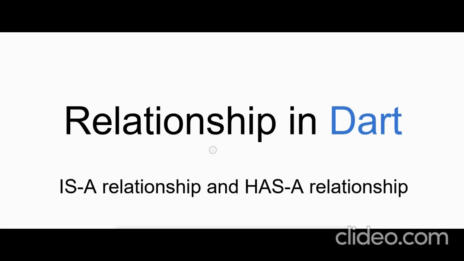Relationship in Dart: as you all know, Dart supports OOPS. OOPS stands for Object Oriented Programming Language. It has two kinds of relationship: is a relationship and has a relationship. I will tell you in a nutshell what is a relationship and what is has a relationship. Stay tuned. We'll start from the is a relationship. Okay, let's start.